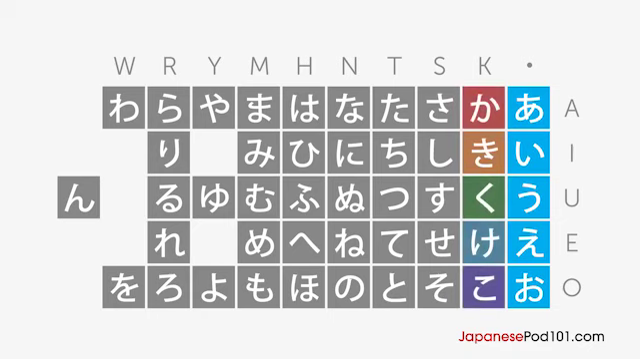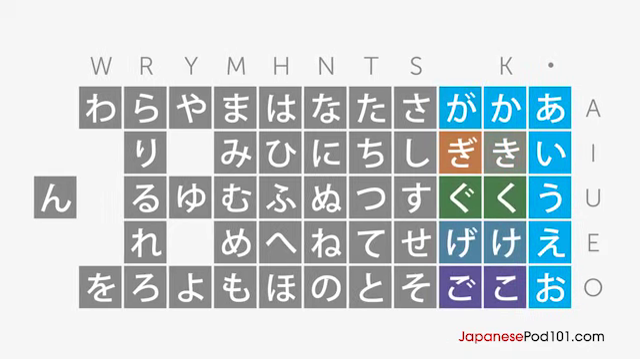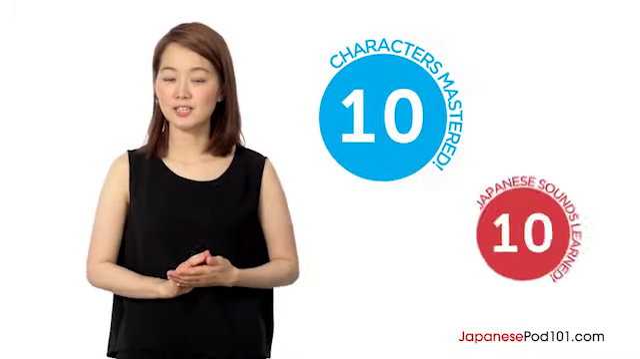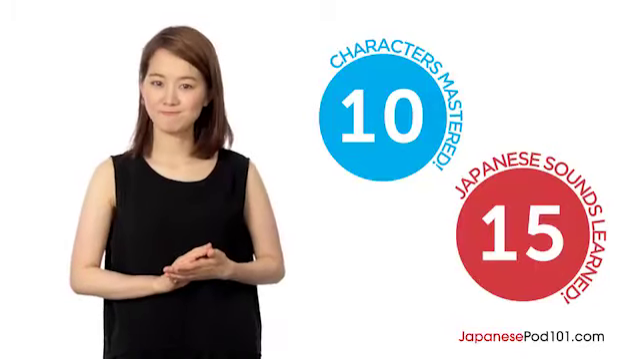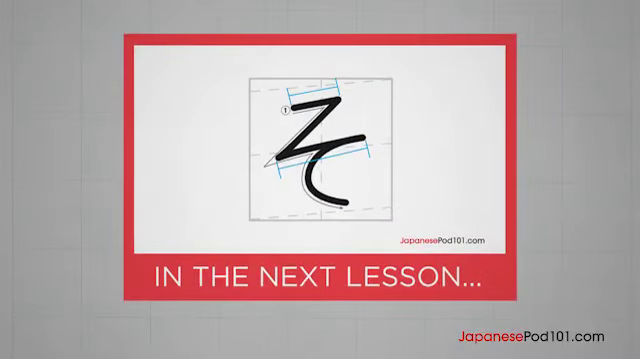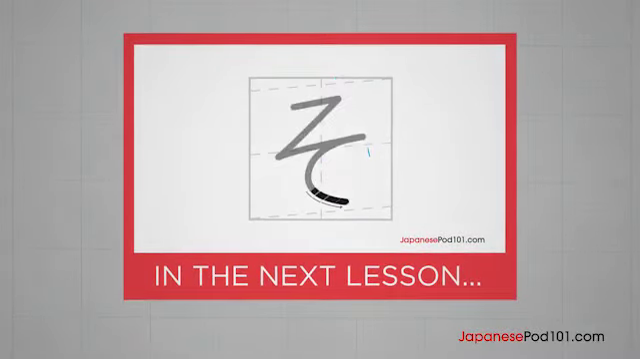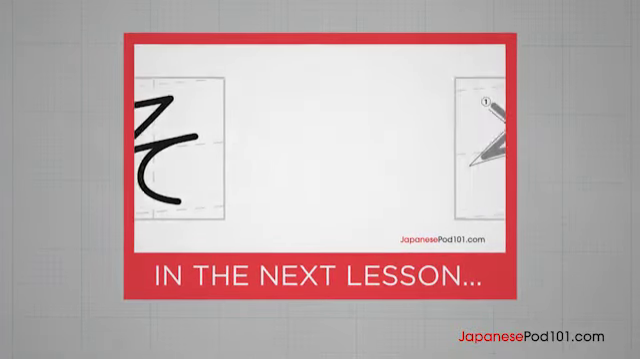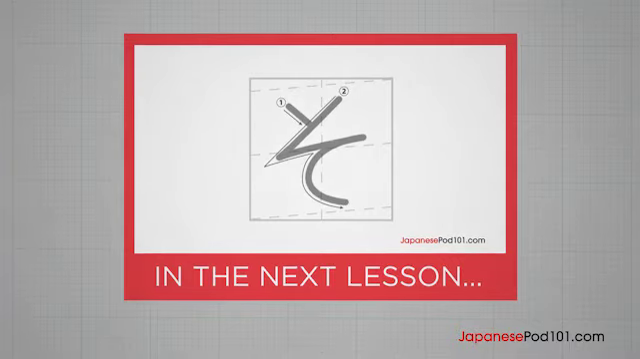Okay, let's wrap up this lesson by recapping what you've learned. In this lesson, you learned ka and ga, ki and gi, ku and gu, ke and ge, and ko and go. よくできました。You've now mastered 10 characters and 15 Japanese syllable sounds. Are you ready to learn what imagination is in Japanese? Stay tuned for the next lesson when we move on to the hiragana characters in the S column.